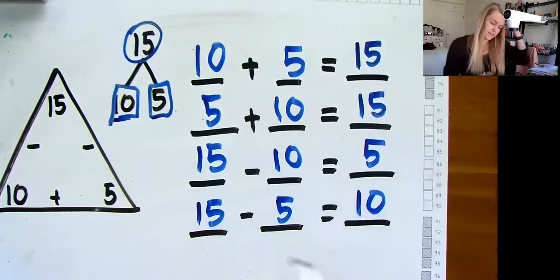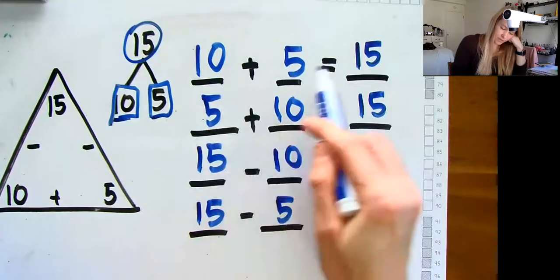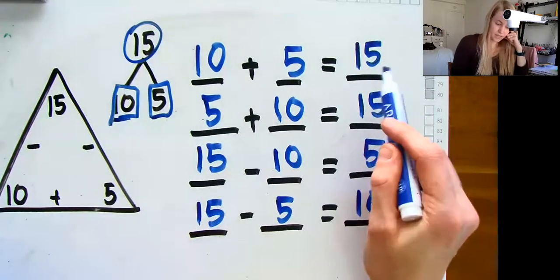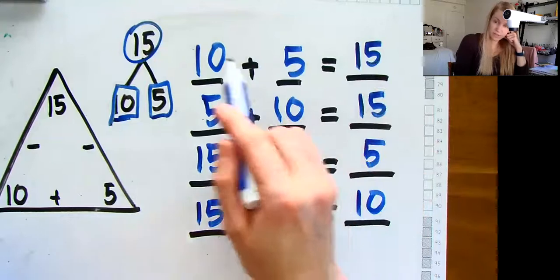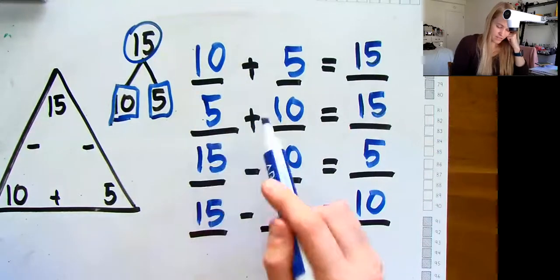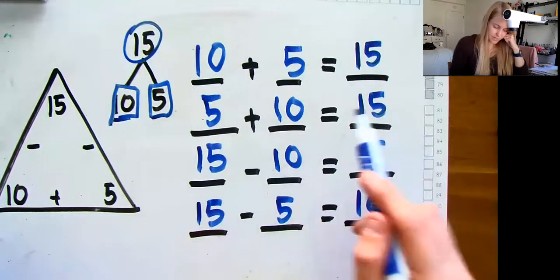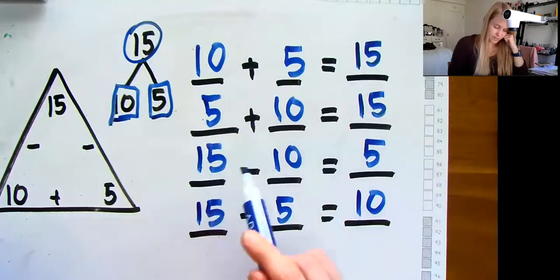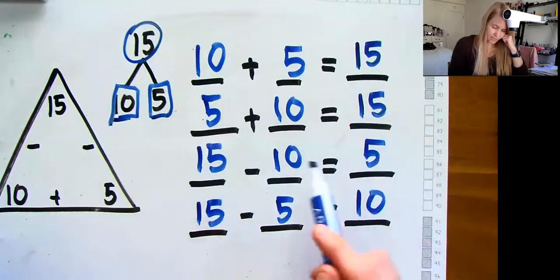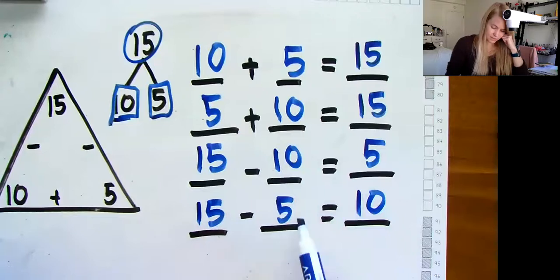Wow, I did it. Let's double check. 10 plus 5 equals 15, which would be like saying 15 minus 5 equals 10 if I go backwards. Good. 5 plus 10 equals 15. 15 minus 10 equals 5. 5 plus 10 equals 15. 15 minus 5 equals 10. 10 plus 5 equals 15.